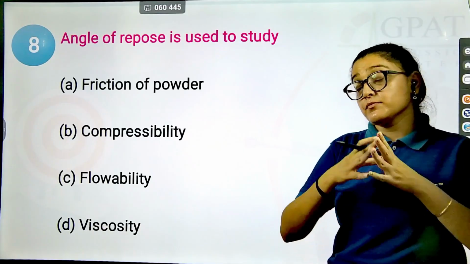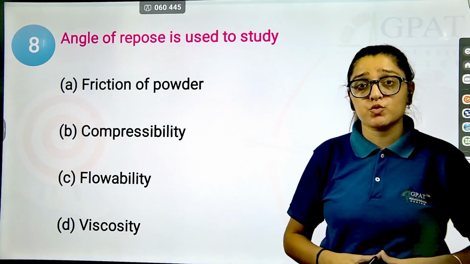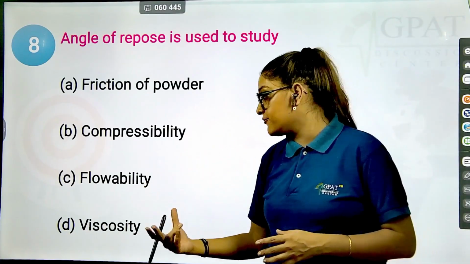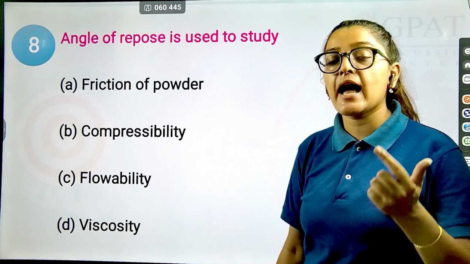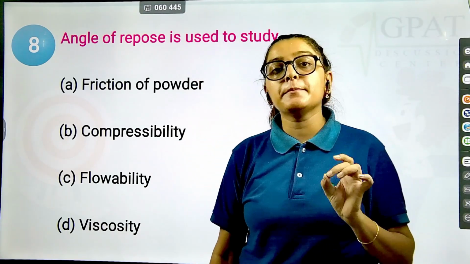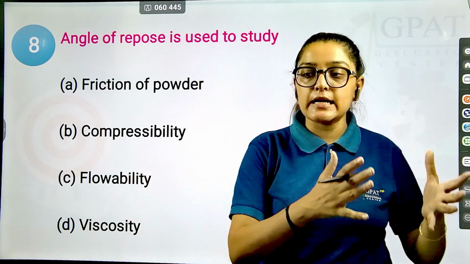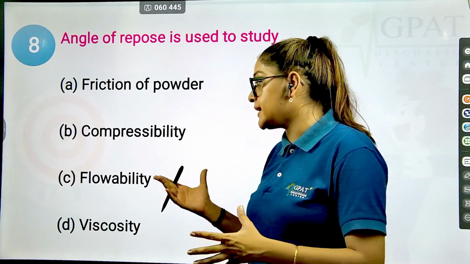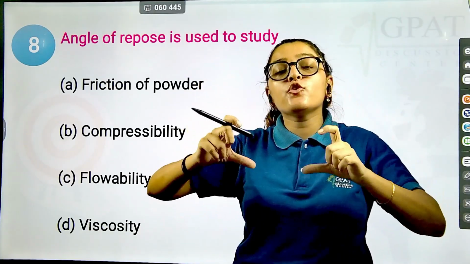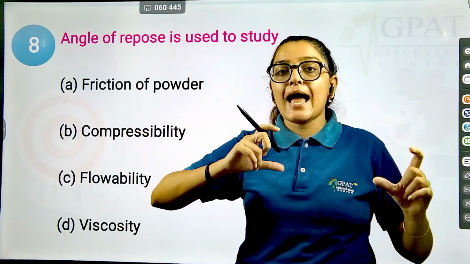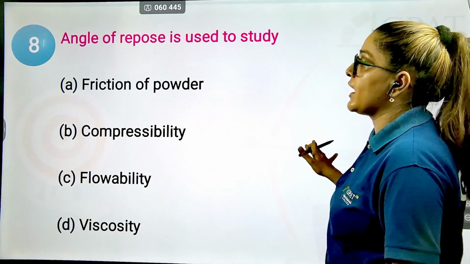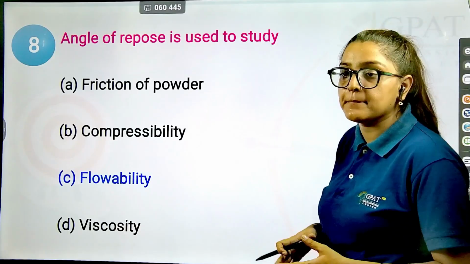Next, angle of repose is used to study friction of powder, compressibility, flowability, viscosity. This you should answer. I have just told you that the flow characteristics can be determined by Carr's index, the Hausner ratio, or your angle of repose. So we are talking about the flowability of the powder. As the value increases, the flow becomes poor. So now I think you have the correct answer as option number C.